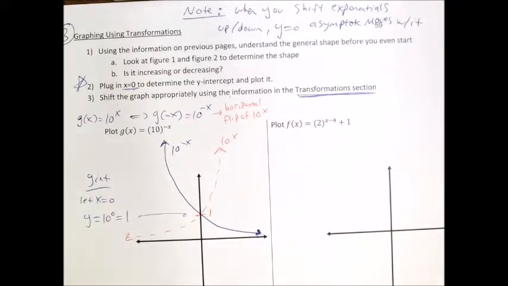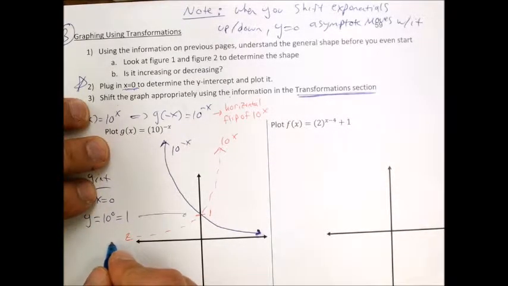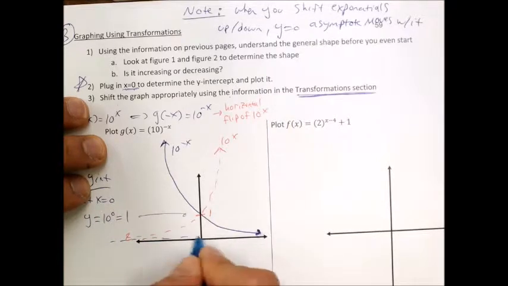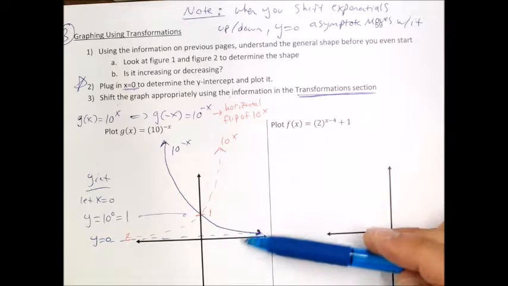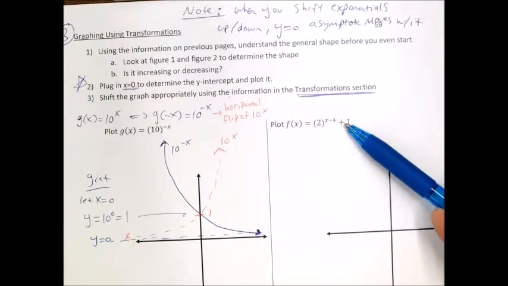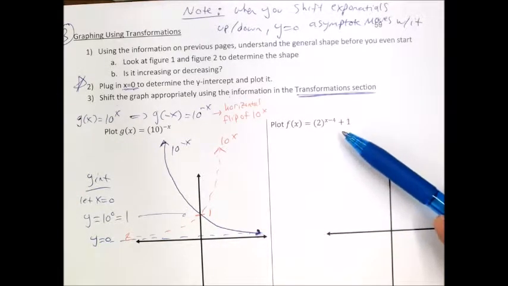And I also just want to add in there the asymptote. There's an asymptote down here at y equals 0. And I want to point that out because that really comes into play in this next one where we move things up.